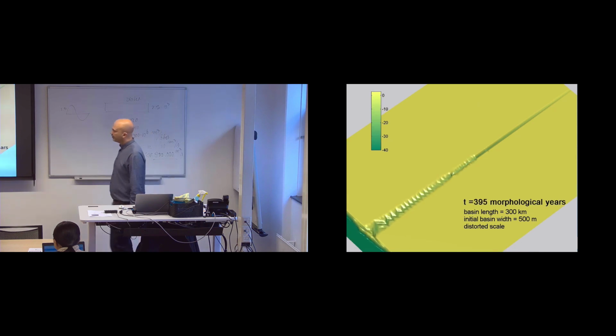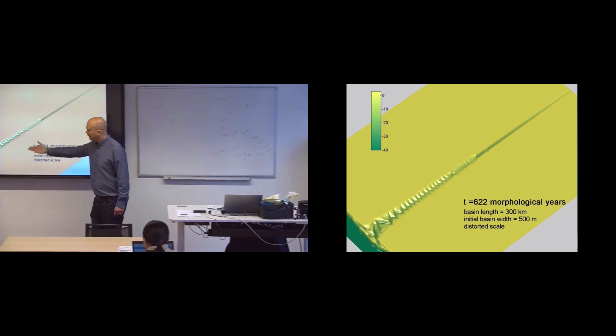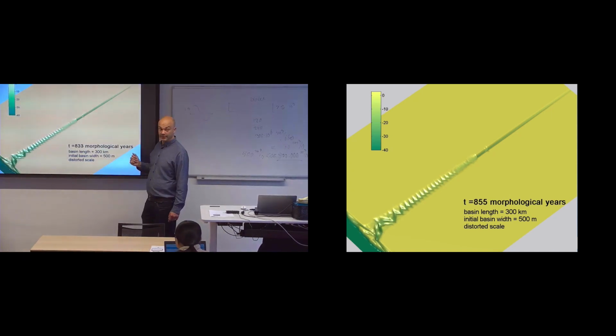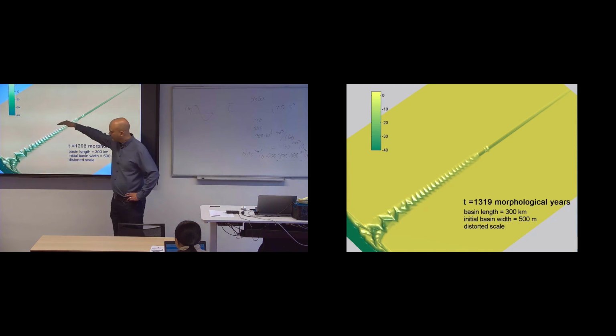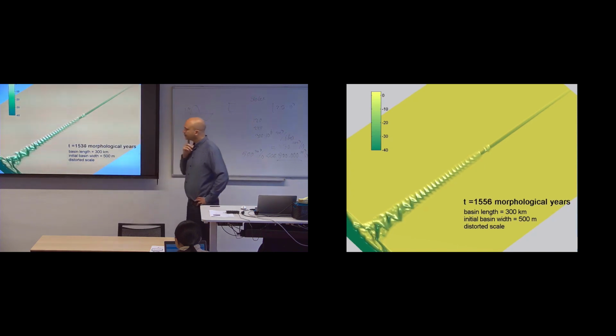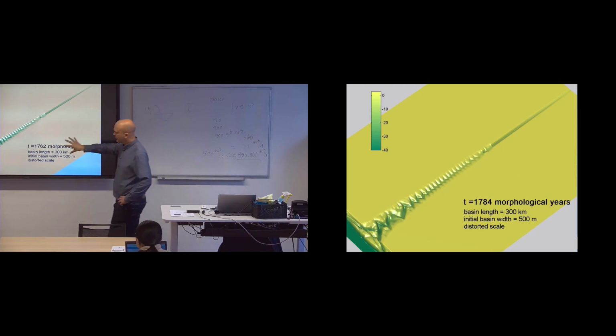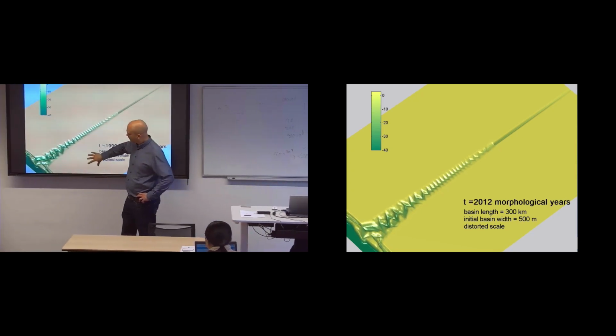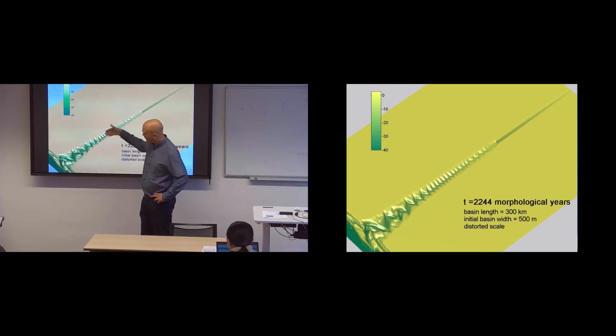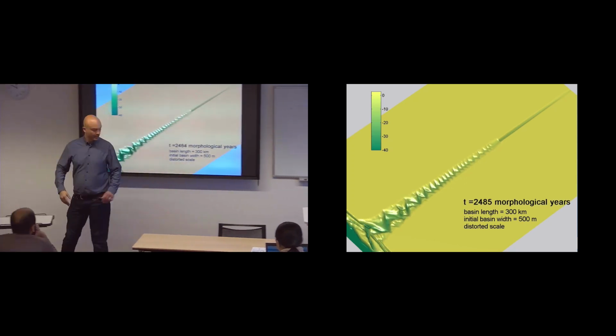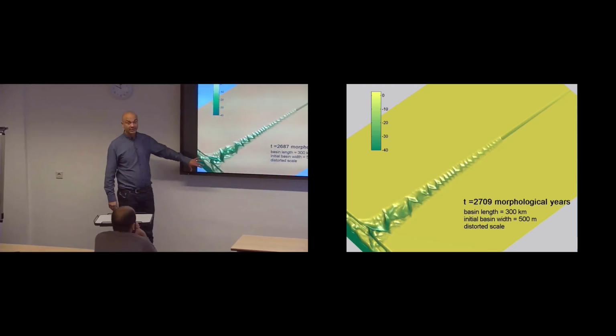Of a similar basin, but now the length is 300 instead of 80. And you see here the erosion of the banks. And you see that the sediment is supplied from the banks into the basin, and then the basin exports it towards the delta, actually.